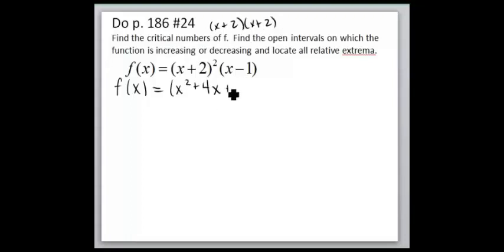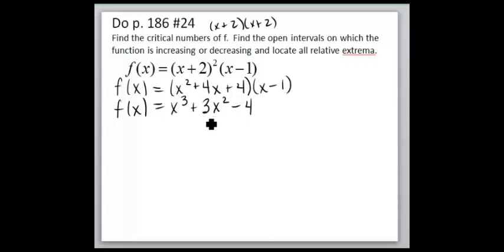I get x squared plus 4x plus 4, and then I have x minus 1. When I multiply these together, I end up getting x cubed plus 3x squared minus 4. Now you may need to multiply those all out to come up with this value, but to save a little time, I'm going to just tell you what that equals. F prime of x then ends up being 3x squared plus 6x.